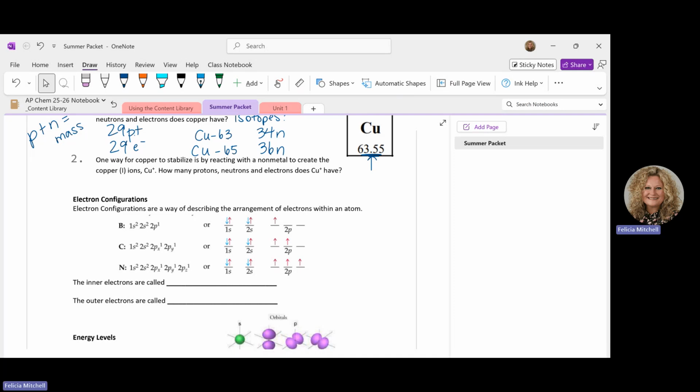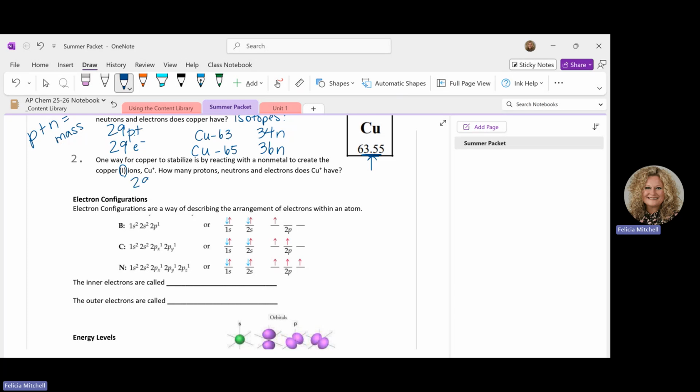So when copper, which is a metal, reacts with a non-metal, that would be an ionic bond, which means it would form a charge or an ion, meaning it would give away electrons if it's a metal or gain electrons if it's a non-metal. So it's saying, often copper becomes copper with a +1 charge. What does that mean? It means he gave away 1 electron.